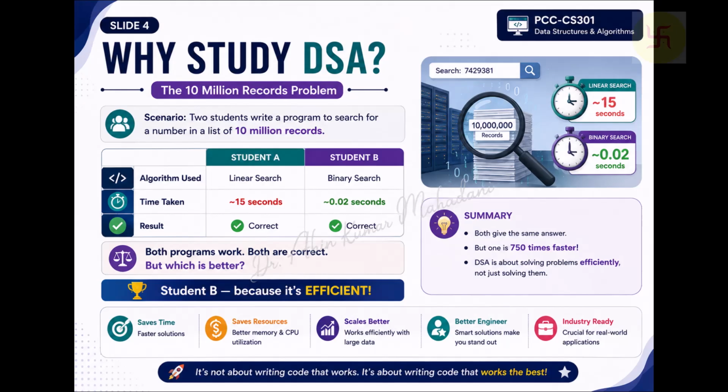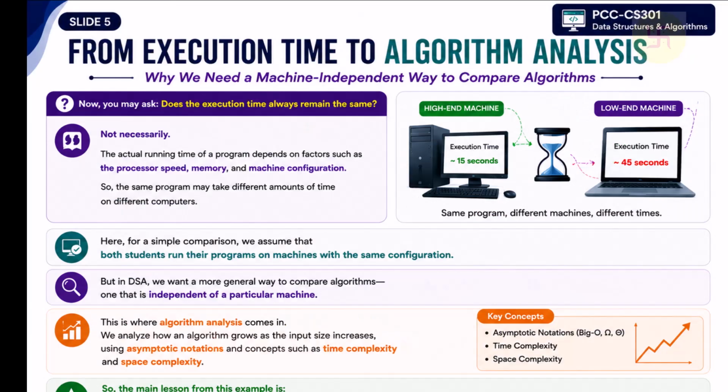Now you may ask, does the execution time always remain the same? Not necessarily. The execution or running time of a program depends on factors such as processor speed, memory, and machine configuration. So the same program may take a different amount of time on different computers. Here, for a simple comparison, we assume that both students run their programs on a machine with the same configuration.